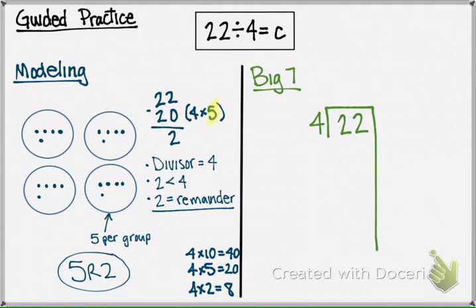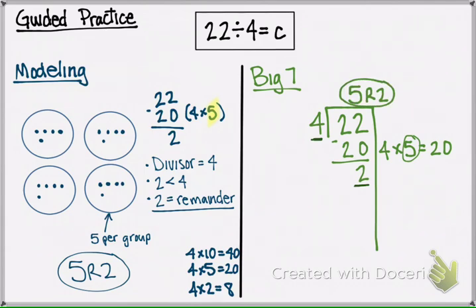On the big 7 side, we can say 4 times 5 is 20. Subtract that from our dividend and get 2. 2 is less than our divisor of 4, so we can't subtract anymore. So it's 5 remainder of 2.